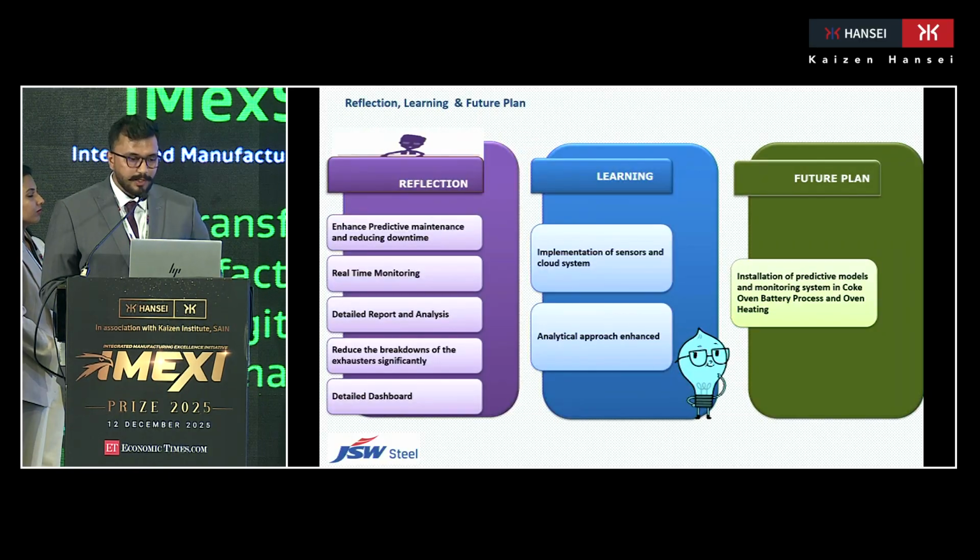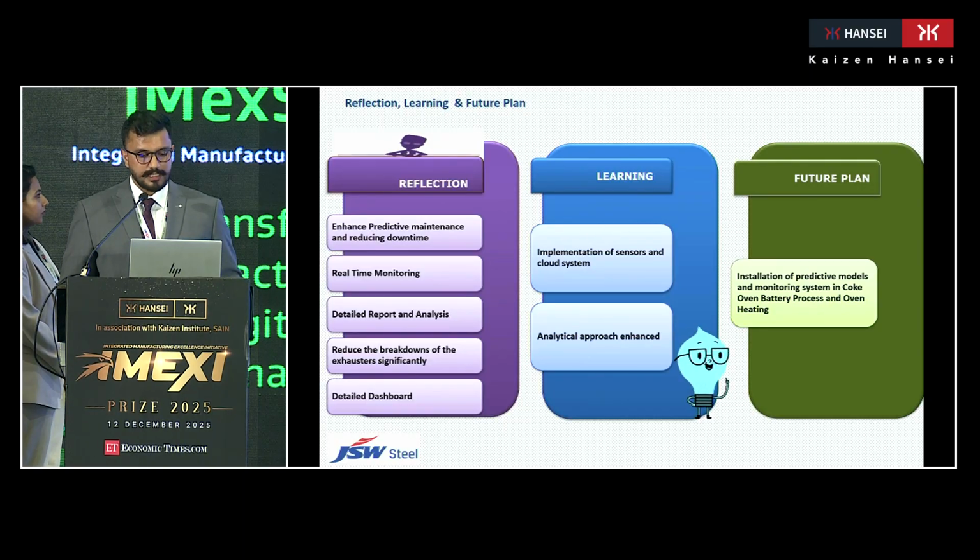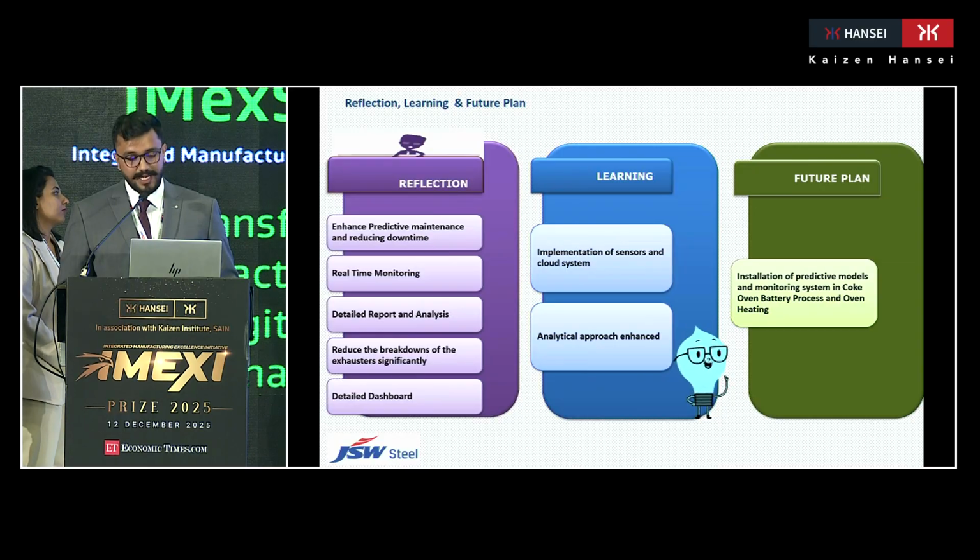So lastly, on the reflection and learning, we got to enhance the predictive maintenance, reducing downtime. We did real-time monitoring. We had detailed report analysis, and with this project, we reduced the breakdown significantly. The learning part, we learned the implementation of these new sensors and integration of it into the cloud system, and our analytical approach to maintenance was enhanced.